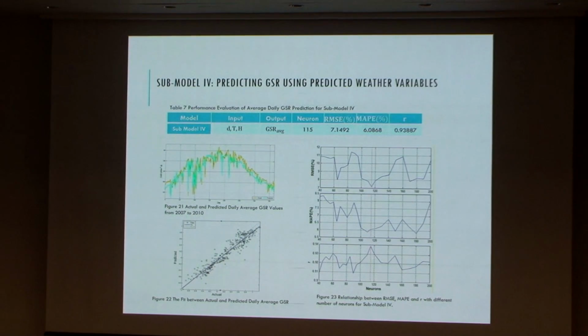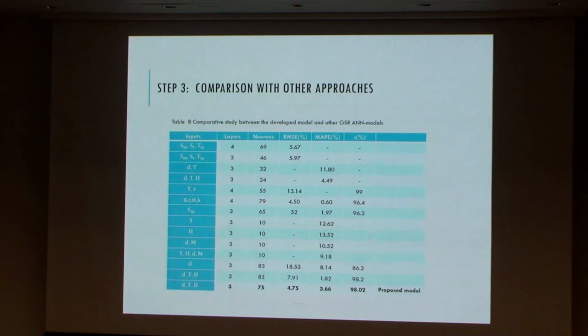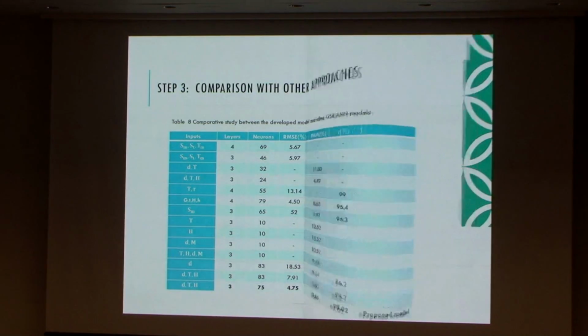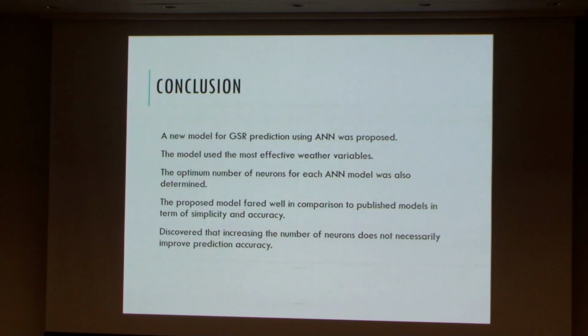The last model used predicted temperature from submodel number 2 and predicted data from submodel number 3, and I inject these into submodel number 4. Here are the results for 1 year. And the last thing, comparing my work with previous works. Previous work used different input weather variables. Here are the inputs, number of layers, number of neurons, and performance. I can conclude that a new model for GSR prediction using ANN was proposed.